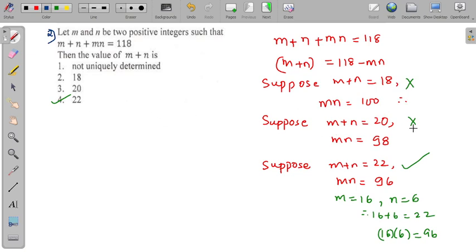Similarly, we take the second option, 20, and mn should be 118 minus 20, which gives 98. Product 98, sum 20, that is also not possible. Suppose m plus n equals 22, the last option, and mn should be 118 minus 22, that gives 96. So you have to find two positive integers whose product is 96. First list such numbers where the product is 96, then check whether the sum is 22. So m equals 16, n equals 6 gives the product 96, and the sum of m and n also gives 22. So this is the option that satisfies the given equation, hence the answer is 22.